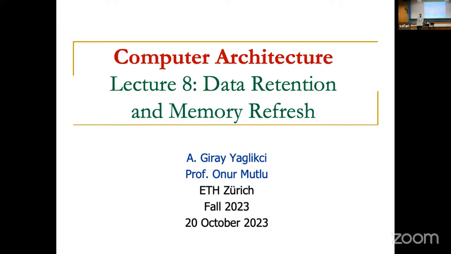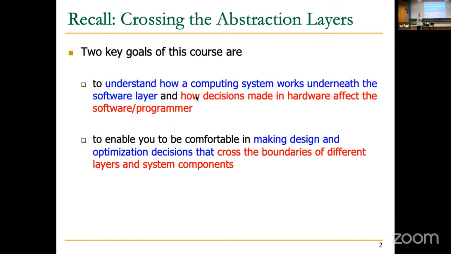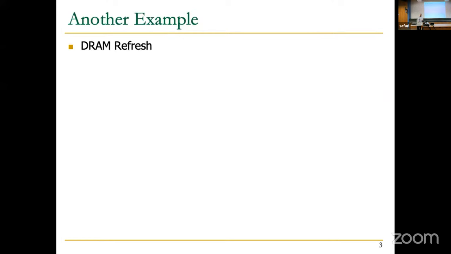Okay. So we will start with a recall of the purpose of this lecture. We want you to have a good understanding of how a computer system works underneath the software layer and how the decisions we make in hardware affect your software, the user, the programmer, and how important they are. We also want to make you comfortable making design optimizations across the boundaries of different layers of system components so that future systems will be much more efficient, reliable, and high performance. So today we will talk about DRAM refresh. This is tightly coupled with the RowHammer talks we had in the last 2 lectures, but this is something more fundamental, and it also has a longer history compared to RowHammer.